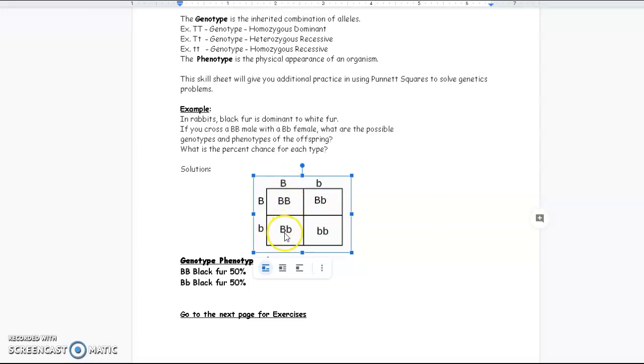Big B, big B. Little b, little b. Top and left, little b's. This offspring is 2 little b's. And so that is how you will use a Punnett square to cross 2 parents. Now this cross is an example of 2 heterozygous parents. Both parents are hybrids.